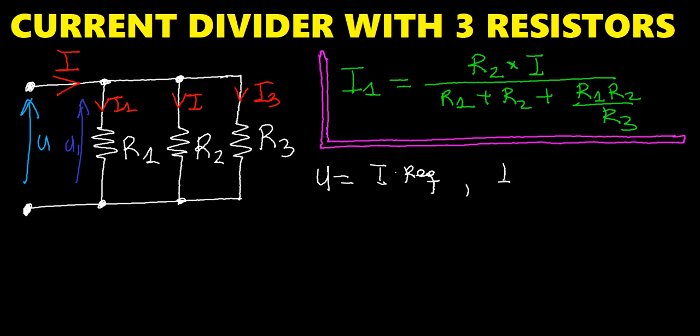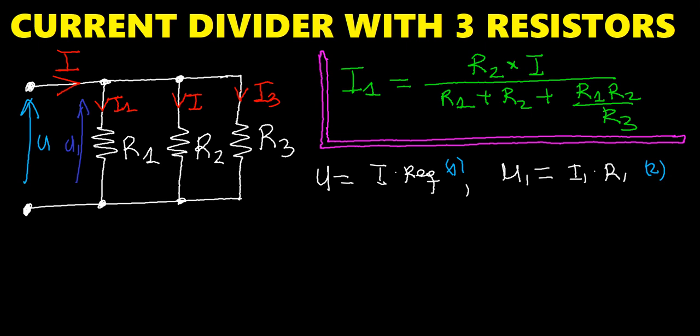Now U1, the voltage across the resistor R1, will be equal to I1 times R1. You don't have a problem with all these equations. Let's call this one equation 1 and this other one equation 2. Now from equation 1, what is the expression of R equivalent?